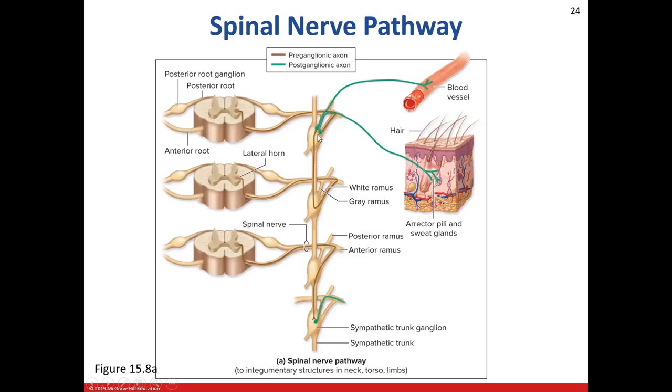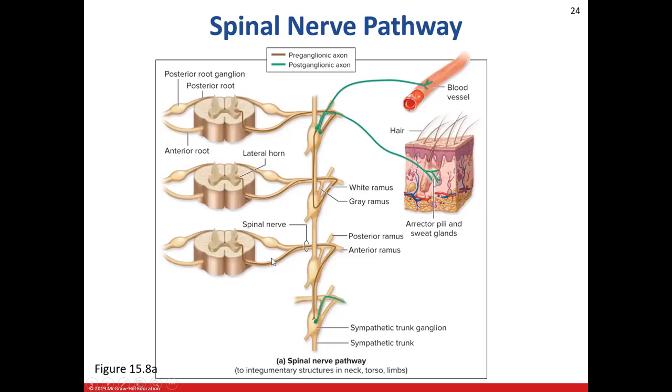In this case, it's going to come in. We'll say it can synapse in the same ganglia with the ganglionic neuron. And then the ganglionic neuron is going to exit through the gray ramus with the postganglionic axon and go to our target organ.